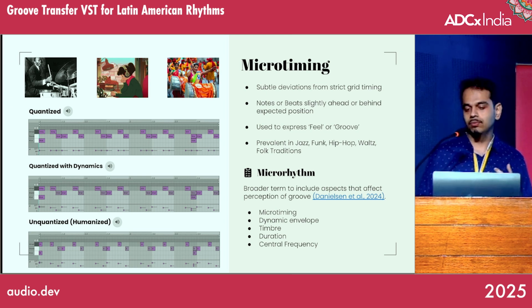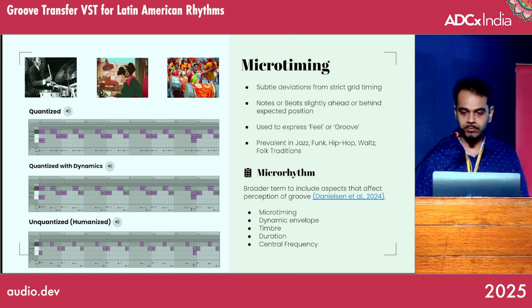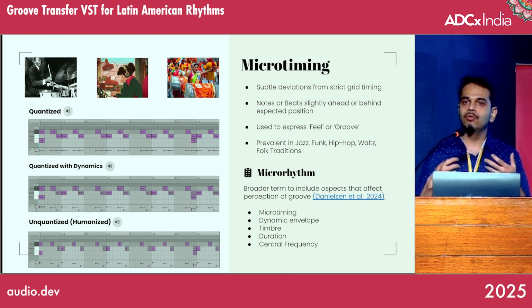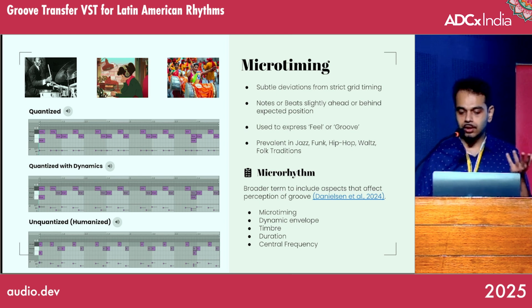We have heard this in all kinds of music: in the West you have jazz and even hip hop, like lo-fi hip hop. We love it. Especially in India, we have so many folk traditions and street music, and we are very familiar with it. That is microtiming. But there's now an extension of this term, a generalized term called microrhythm. It says that groove is represented not just by timing, but also by other aspects like dynamics and timbre, such as duration or central frequency.